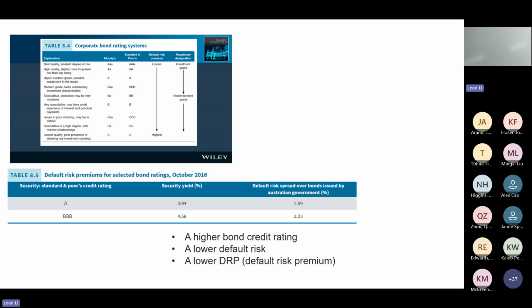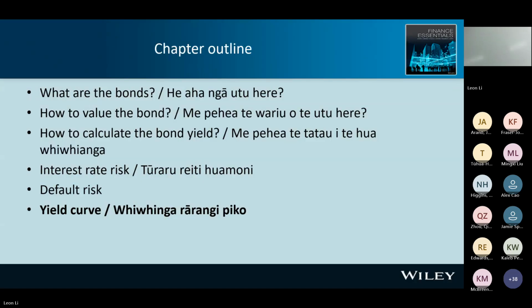So overall, we still can find the key principle, right? So lower risk, lower return. On the other hand, higher risk, higher return. Right. Okay, well, we finished the discussion on default risk.